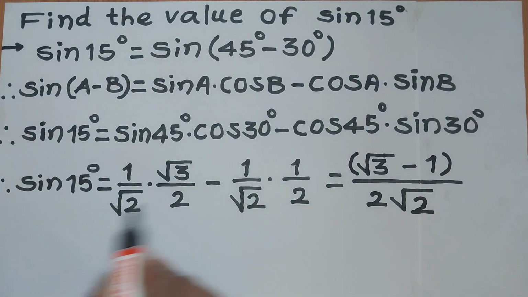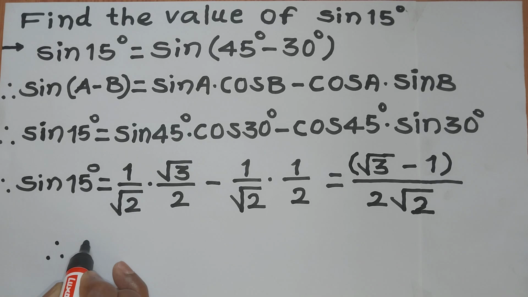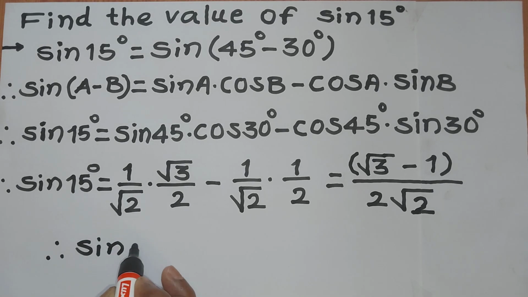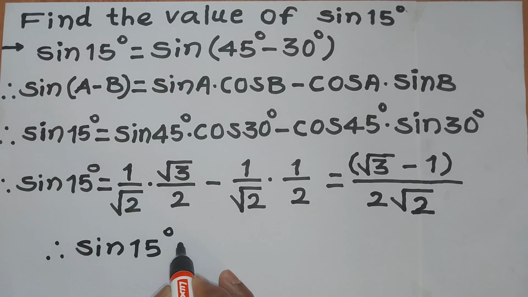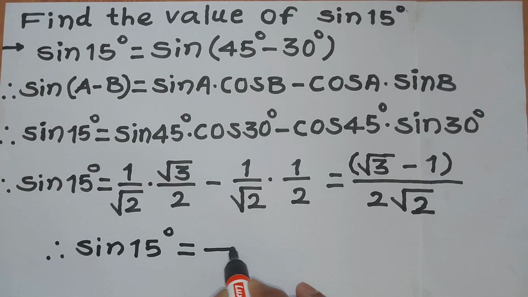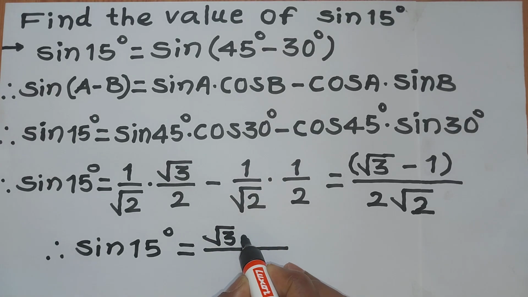This is the value of sin 15 degree by using trigonometric ratios of compound angles. The value of sin 15 degree is equal to root 3 minus 1 upon 2 root 2.